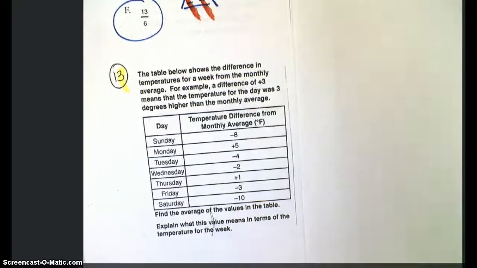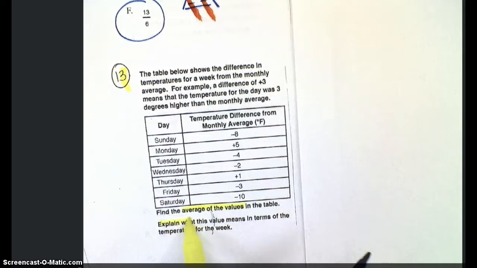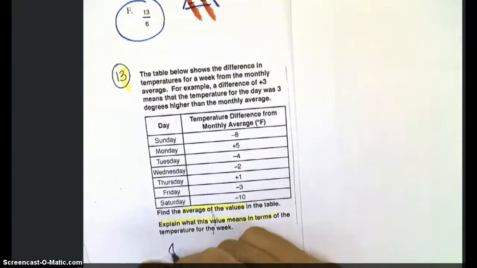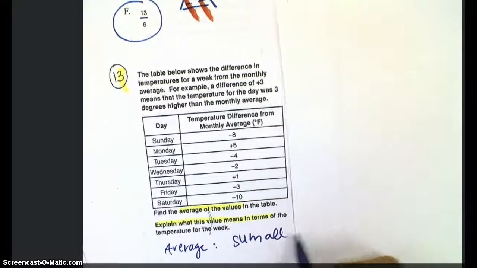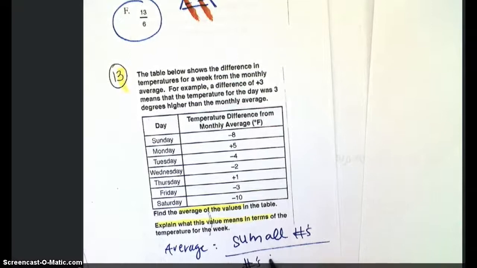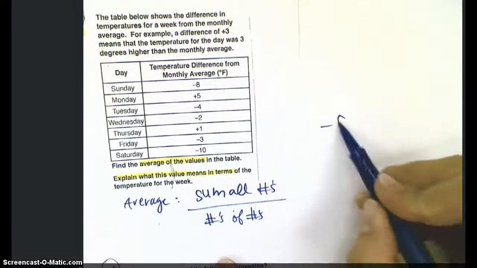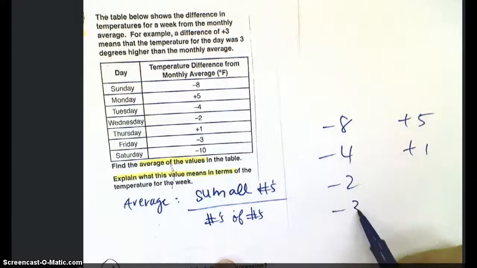Number 13, we are looking to find the average of the values, and then we're going to explain what that value means in terms of the temperature. When I'm looking for the average, remember that I'm simply going to take the sum of all numbers, basically add all the numbers, and divide by how many numbers there are. So I see a whole week's worth of temperature differences, so I'm going to simply add all those temperatures together. Negative 8, positive 5, negative 4, negative 2, positive 1, negative 3, negative 10.